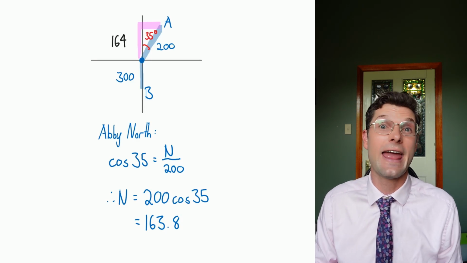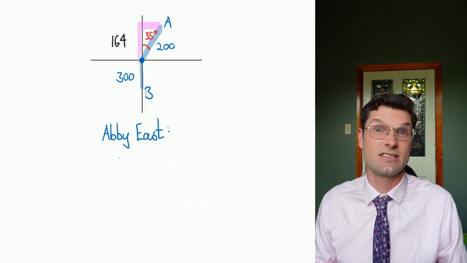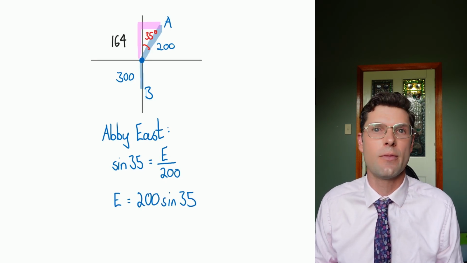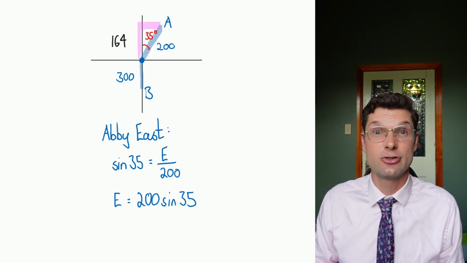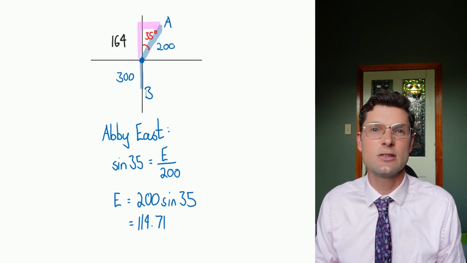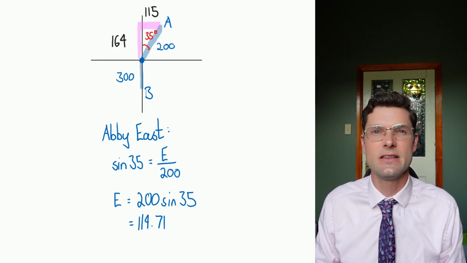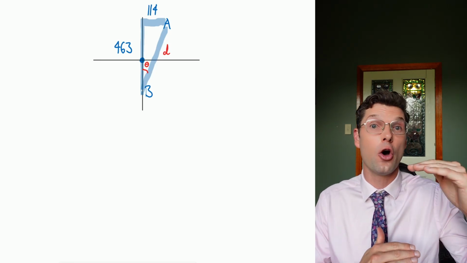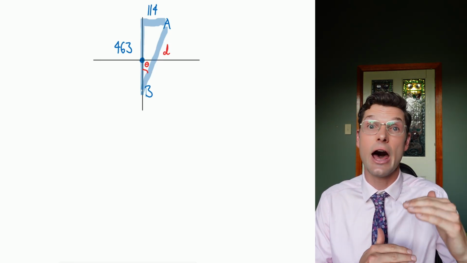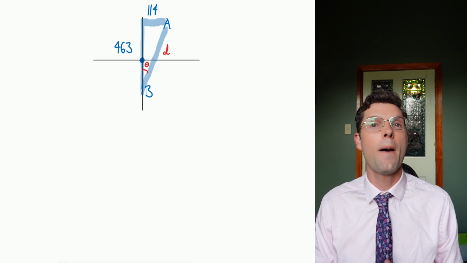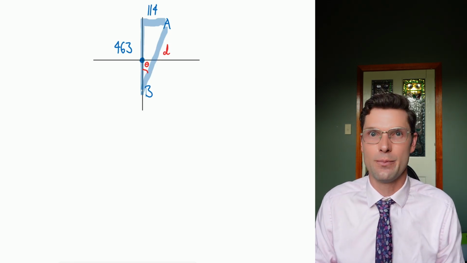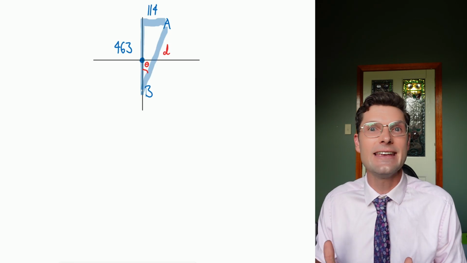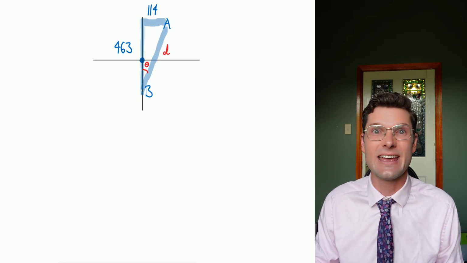And now we've got to find how far east she went. This is just sine 35 is equal to east over 200. So east by itself is 200 multiplied by sine 35. This is equal to 114.71 meters, or 115 rounded up to the nearest meter. So now we've got all the information we need. We know that the total north-south distance is the 164 meters from Abby plus the 300 meters south that Bill went. So we've got 464 meters in total. And then the easterly direction is just that 114, nice and easy.